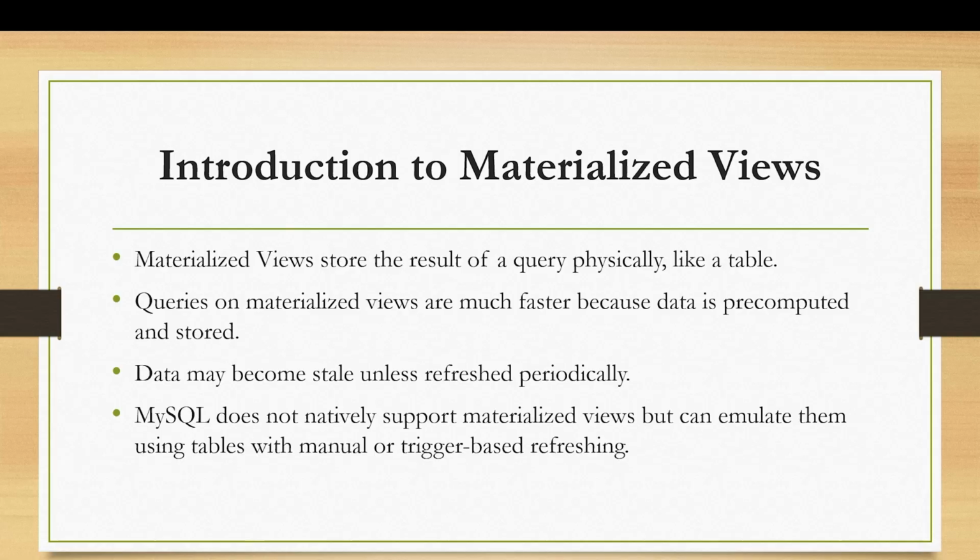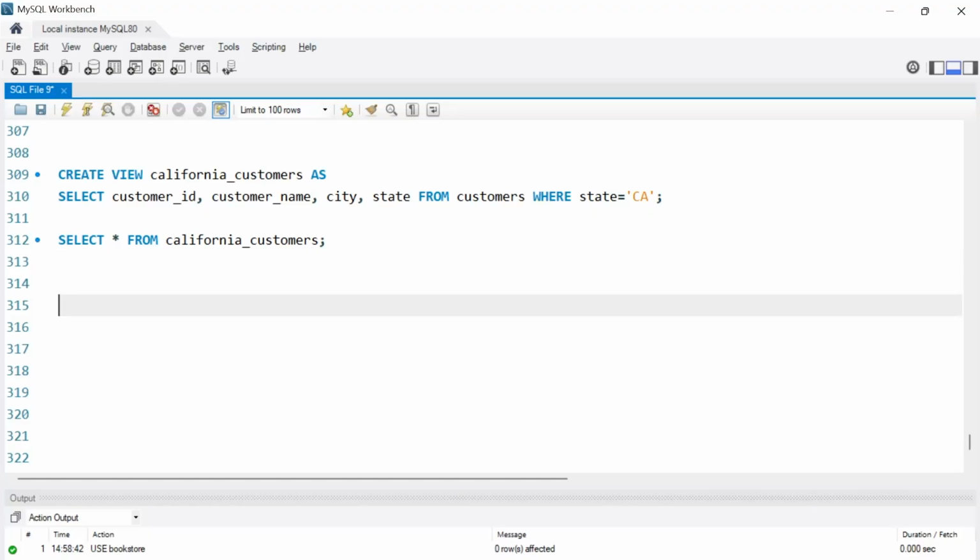But when it comes to the MySQL database, it won't support the materialized view natively, but we can emulate them by creating a table that stores the query result and by refreshing the data manually or with the help of triggers. We will see one example of an emulated materialized view in MySQL Workbench. So first we need to create a table.